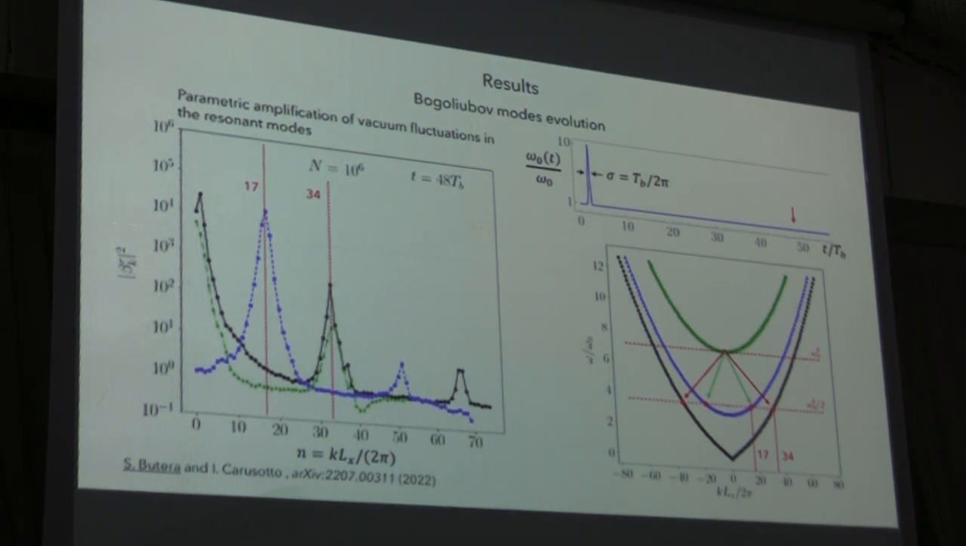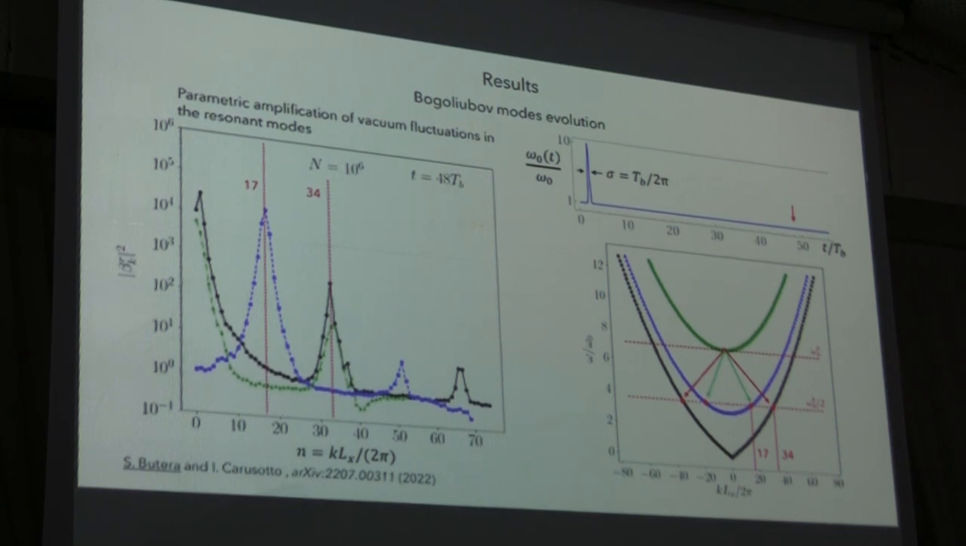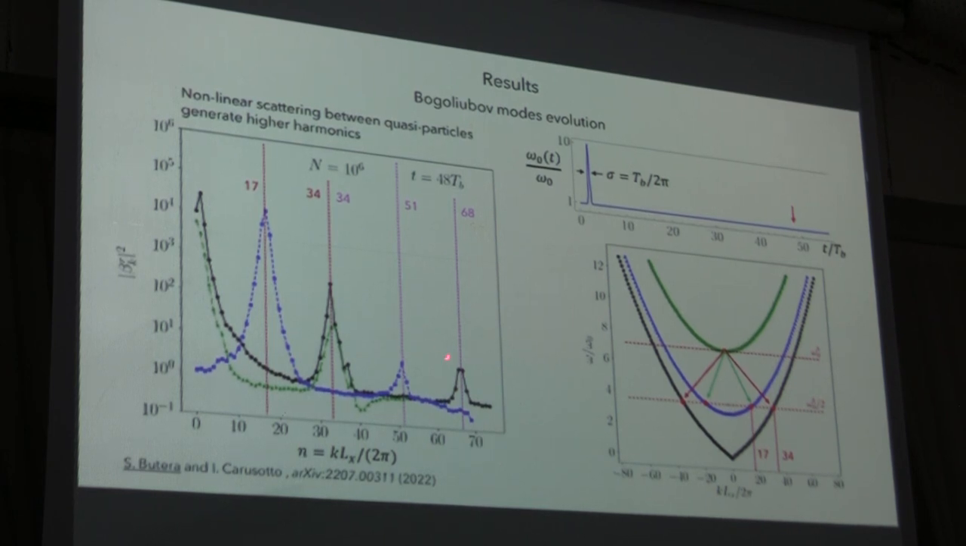Here the color scheme of the two figures is the same. Green is for breathing, blue for dipole, and black for Goldstone branches. Also notice the appearance of smaller peaks, which are the result of nonlinear processes, of course given by interactions. They are the result of the scattering between quasiparticles from these two resonant peaks with different combinations. For example, this peak at n equal to 51 is given by scattering one particle from this peak and one particle from this peak, because remember that the longitudinal momentum has to be conserved because the system is homogeneous there.